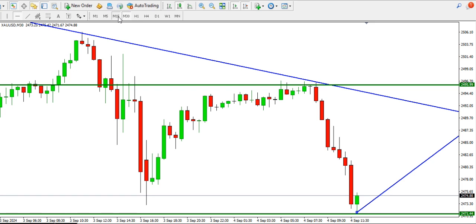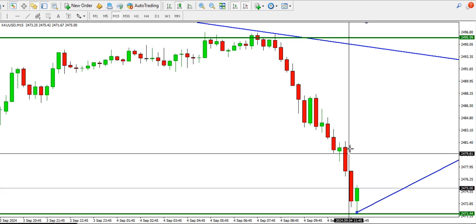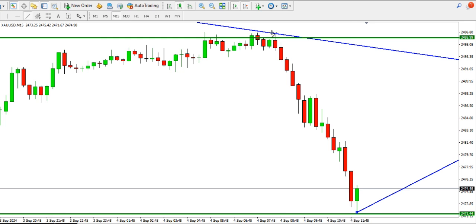On the 15 minutes time frame, the bears are in. We have some little resistance by the bulls around here, another support by the bulls, another one. Bulls are trying to come in, but the bears are in with full force. And look at this, it is quite a steep drop.